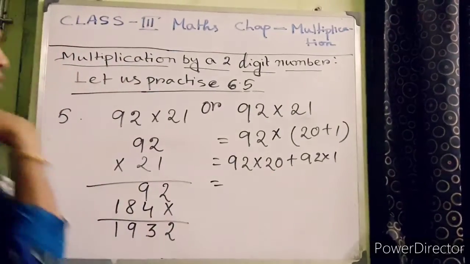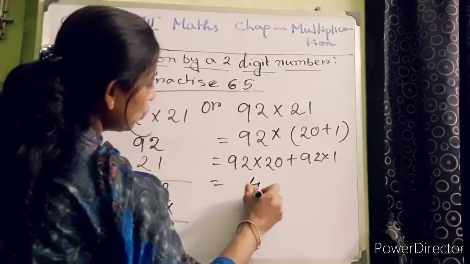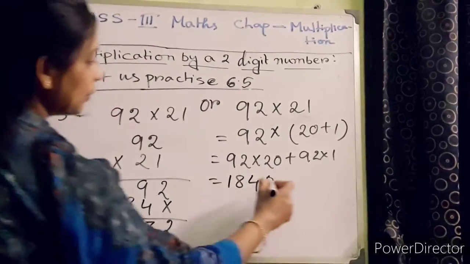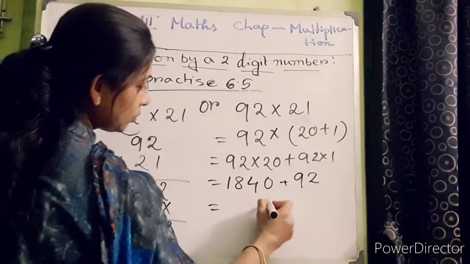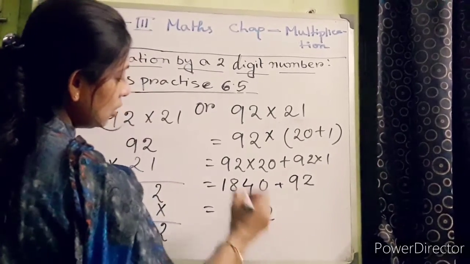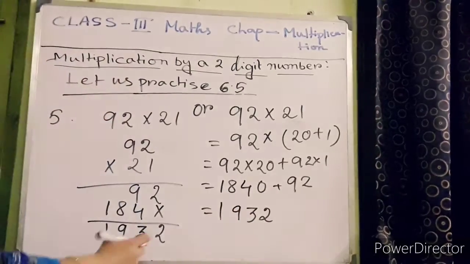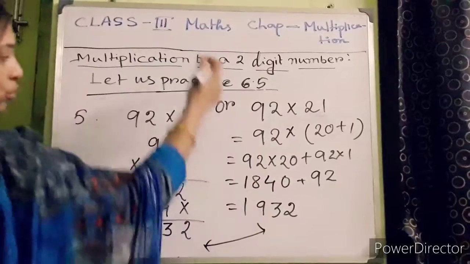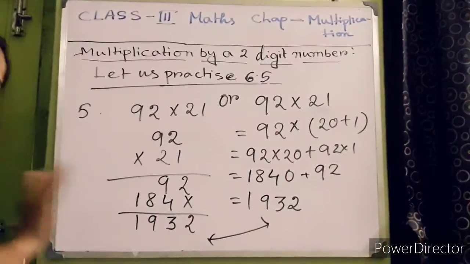Now 92 into 2. First you multiply the number with 2. 2 into 2, 4. 2 into 9, 18. Put 0 after the number. 92 into 1, 92. Now you add these two numbers. 0 plus 2, 2. 9 plus 4, 13. 1 is in your hand. 8 plus 1, 9. 1932. Okay? Both the answers are the same. So you can follow any one process. Okay? Clear?